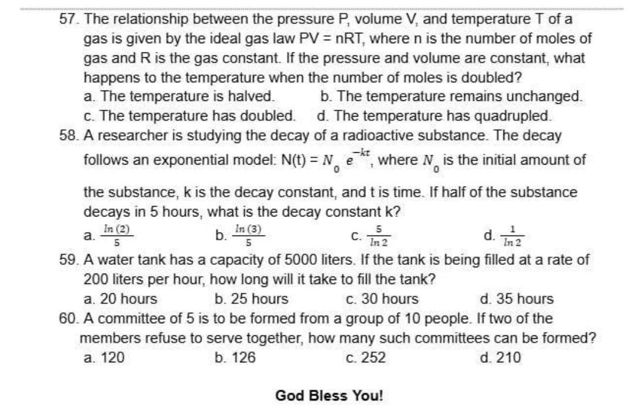58. A researcher is studying the decay of a radioactive substance. The decay follows an exponential model, N of t is equal to n sub 0 e raised to the power of negative k t, where n sub 0 is the initial amount of the substance, k is the decay constant, and t is time. Half of the substance decays in 5 hours. What is the decay constant k? So the answer is letter A. k is equal to ln of 2 over 5.